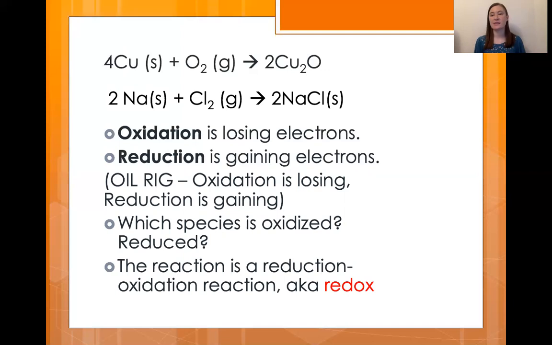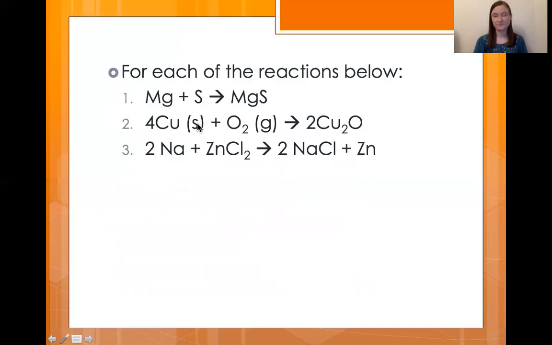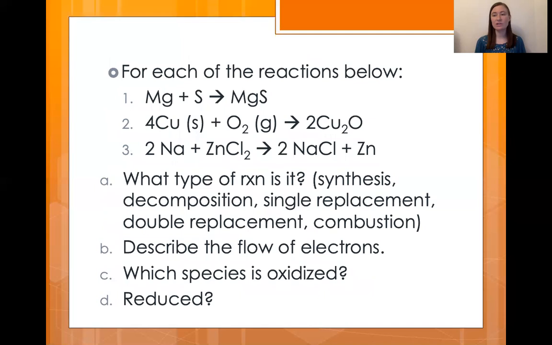So let's take a minute to think about what's being oxidized and what's being reduced in this reaction. Well, we know the sodium is losing electrons to form a +1 charge, so it must be being oxidized. The chlorine is gaining electrons to get a -1 charge, and so it's being reduced in this reaction. Awesome. Let's go ahead and do some practice. I've pulled up 3 different reactions. For each of these 3 reactions, I want to know what type of reaction it is, what's happening to the electrons, what they're going from and to, what's getting oxidized, and what's getting reduced.